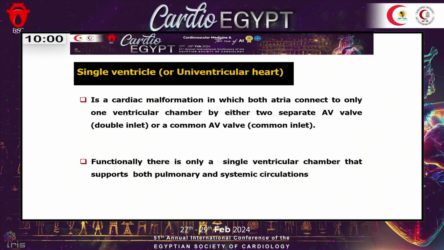What is the definition of single ventricle? There are multiple definitions, but the simplest one is that it is a cardiac malformation in which both atria are connected to only one ventricle, either by two separate AV valves, which we call double inlet, or a common AV valve, which we call common inlet. Functionally, there is only a single ventricular chamber that supports both pulmonary and systemic circulation.